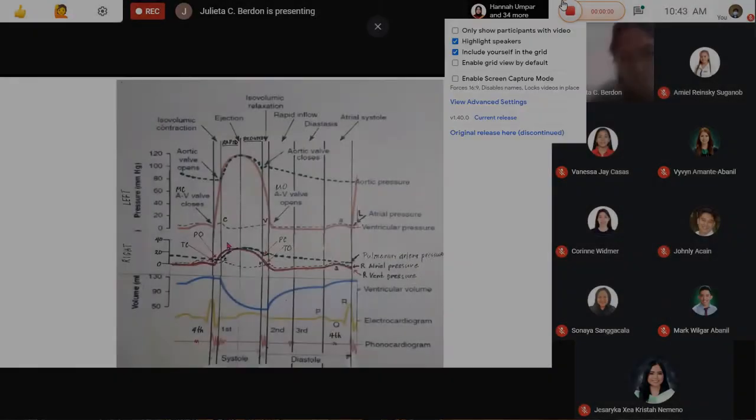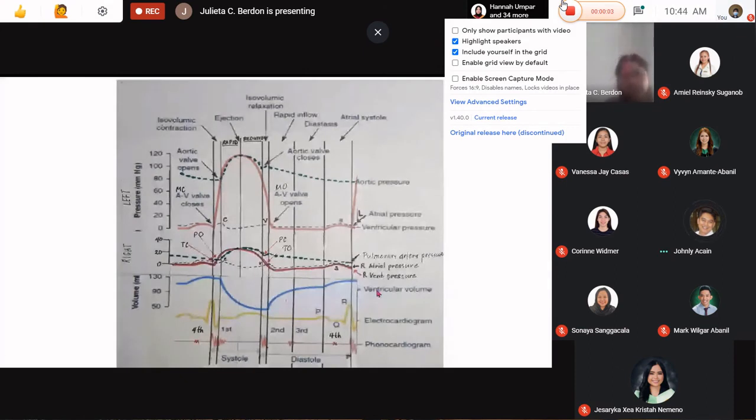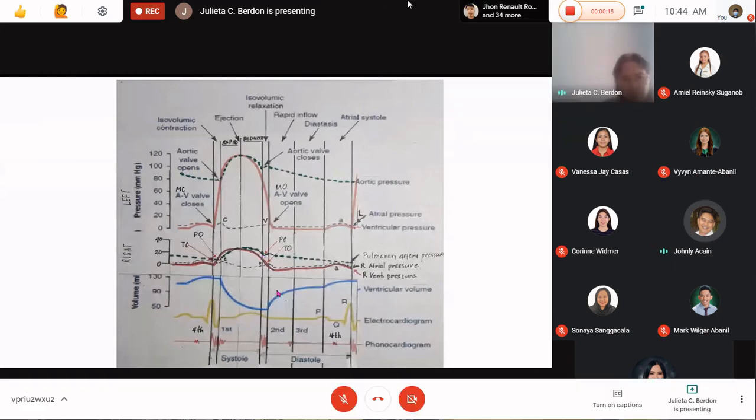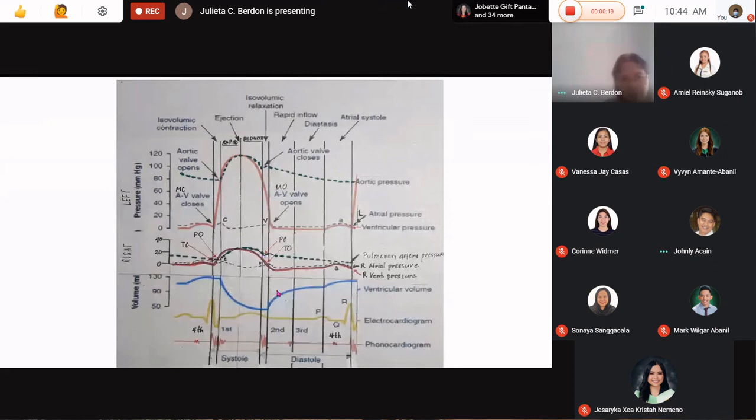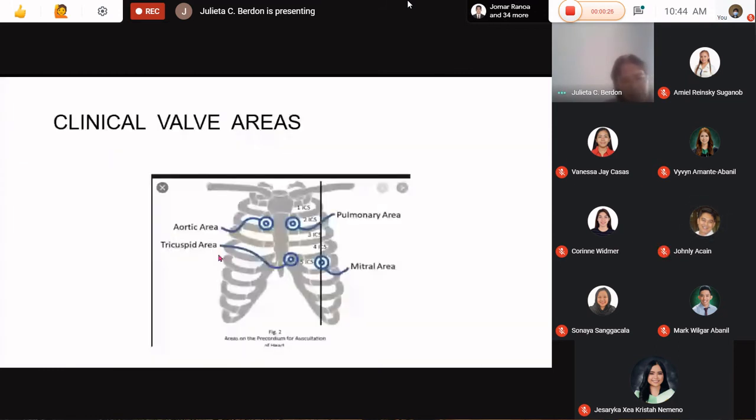So, proceed na ta. Okay. Pagbasa lang niya mo sa inyong notes. Tanawa ra good. Di ba? I gave you slides, handout, and the objectives.